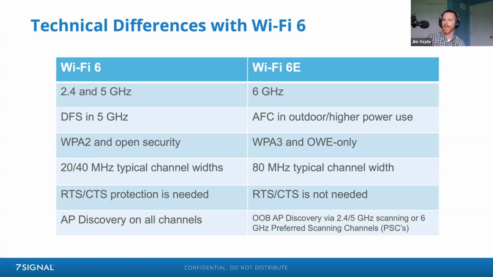But the primary way that 6 gigahertz APs are discovered will be through out-of-band discovery, probing and scanning in the 2.4 and 5 gigahertz bands. So a Wi-Fi 6E client will probe in 5 gigahertz. If it gets a response from a 5 gigahertz AP, that probe response will have an information element that tells the client also about the 6 gigahertz radio that access point is operating. So that's how that's going to work.